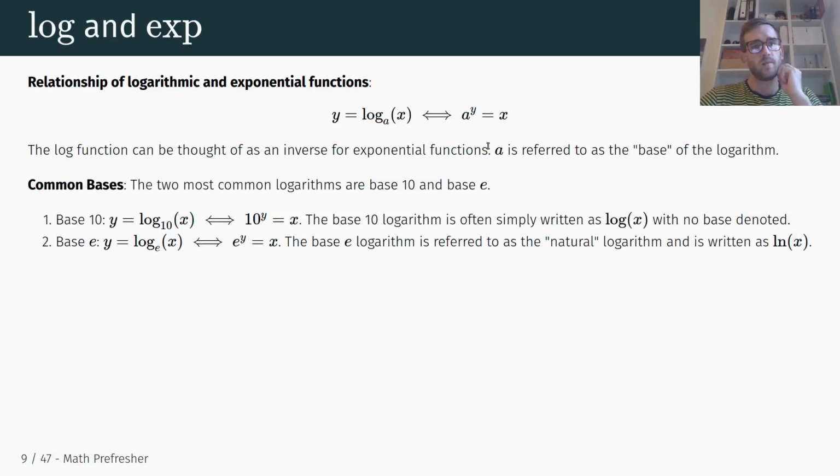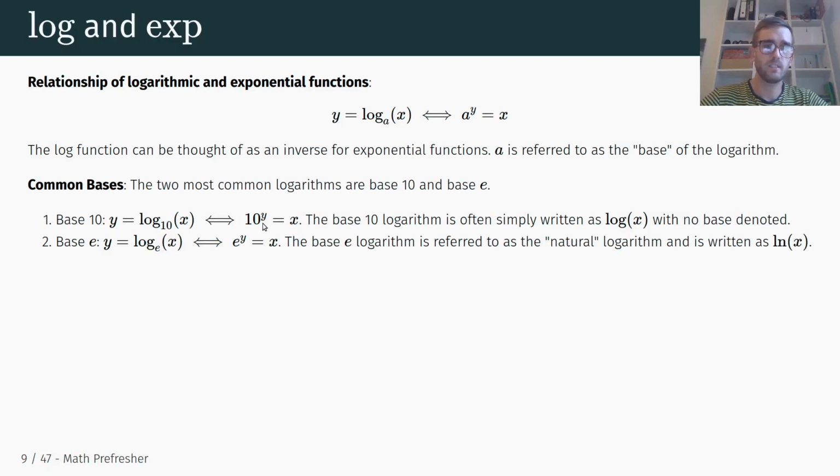In general, when we work with logarithms, the two most common logarithms are of base 10 and base e, where e is Euler's number. So for base 10, that means basically that the base is 10, so 10 to the power of y is equal to x. And the base 10 logarithm is often simply written as log x, omitting the base.